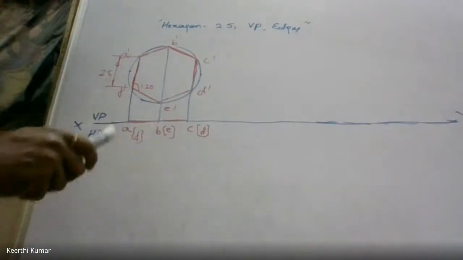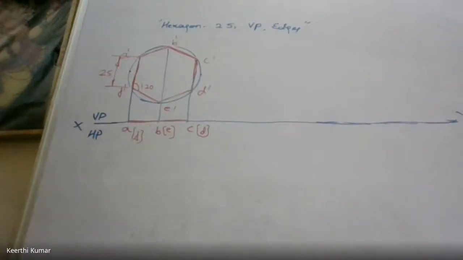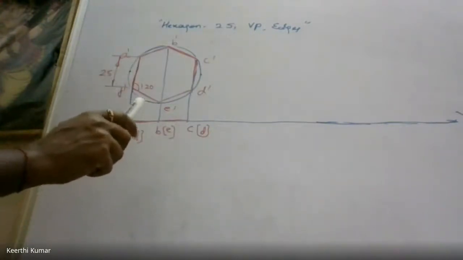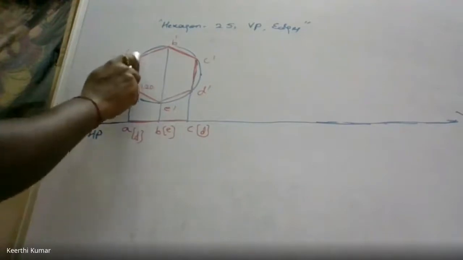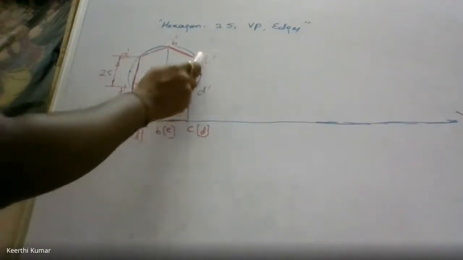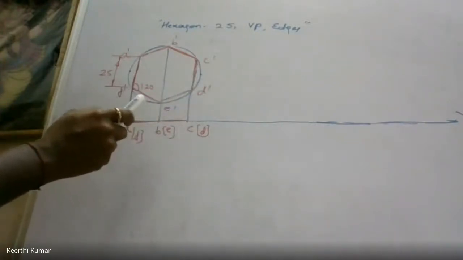You are supposed to satisfy with respect to VP first. What is the condition with respect to VP? Whether he has given any angle? No. He has not given any angle with respect to VP, but he is telling the side opposite to the side on which it rests. It is resting on AF. Opposite side of this is CD. This CD is 30 mm in front of VP.